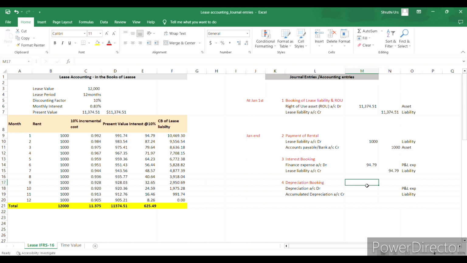So here you can ask the question, why is depreciation booked in the books of lessee? As the lessee has the right to use that asset, he can avail the depreciation also. So here for the depreciation I have taken present value divided by 12, that is SLM basis. So I have just divided by the 12 months. So my depreciation per month would be 9947.80.